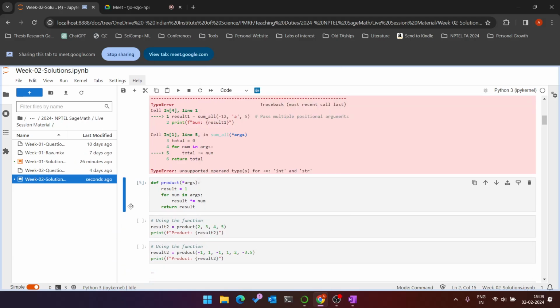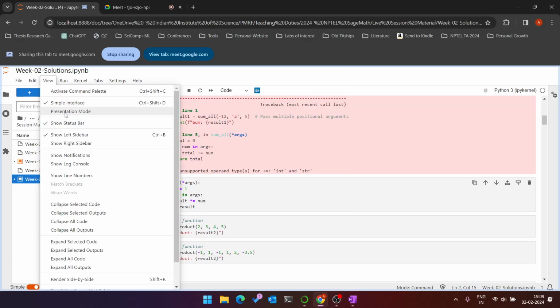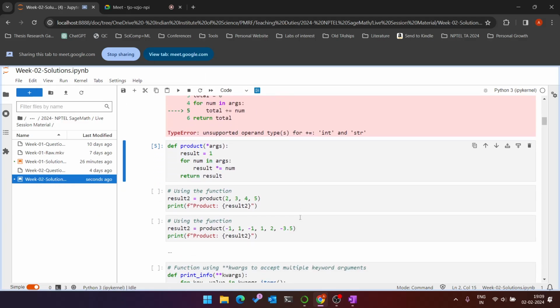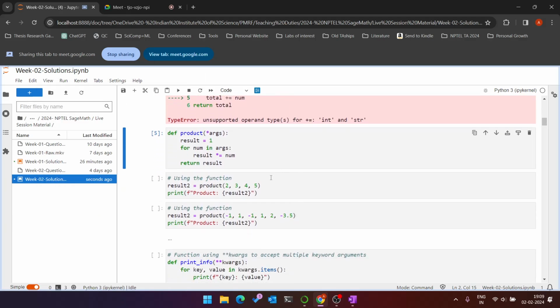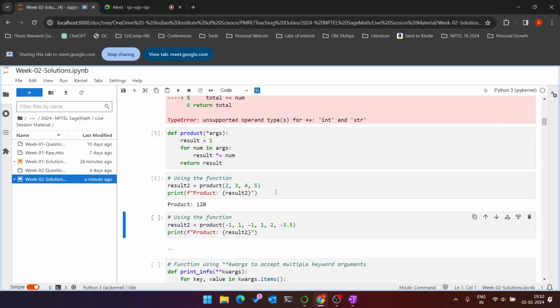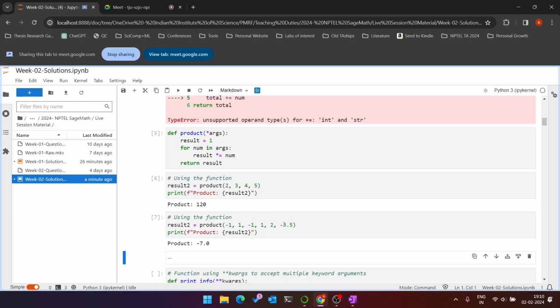An example of the same is a product of the numbers 2, 3, 4, 5, and so on. If I run this, we can expect 2 into 3 into 4 into 5, which is 6, 24, 120. Similarly, a different number of arguments can be passed into the product function.